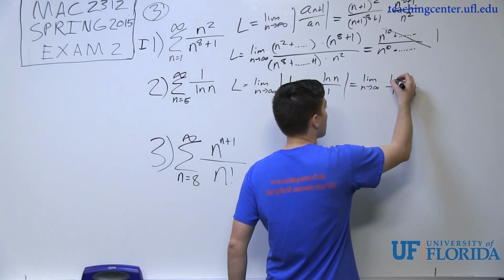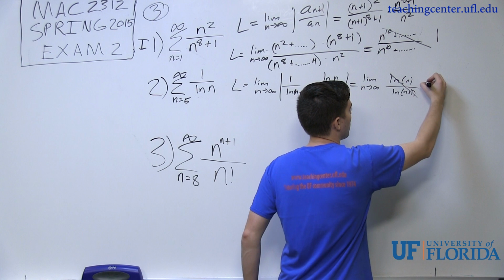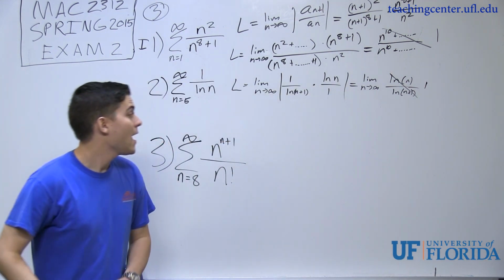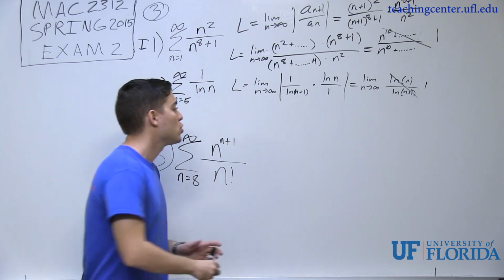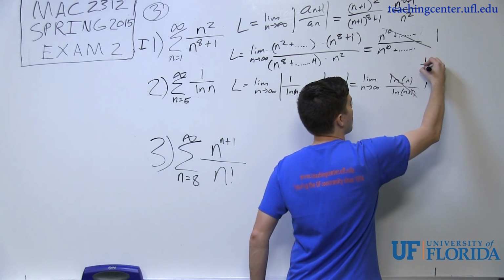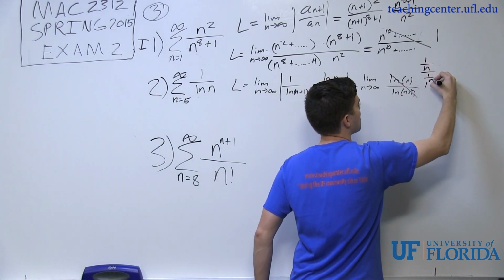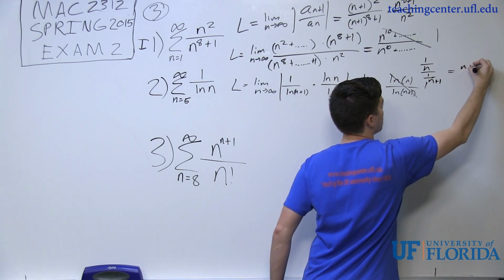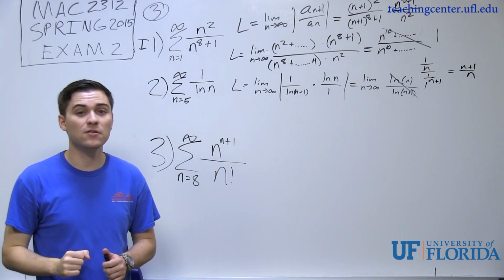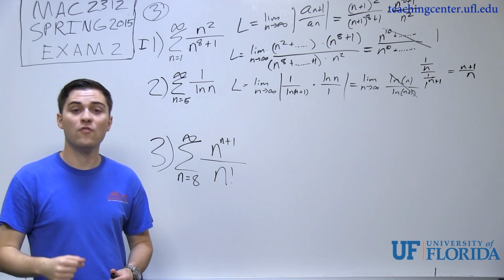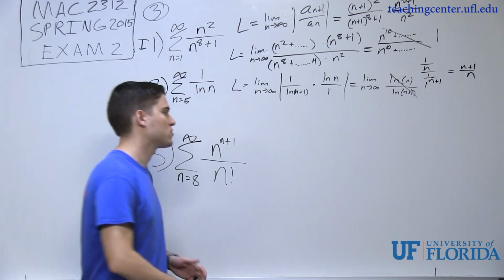Because they're growing at the same rate, we end up with 1. A way you could prove that is it's indeterminate, so you could use L'Hopital's rule. You end up with 1 over n plus 1, that's equal to n plus 1 over n. Take the limit again of that as n approaches infinity. It's still indeterminate, so you end up with 1 over 1. 1 is your final result.